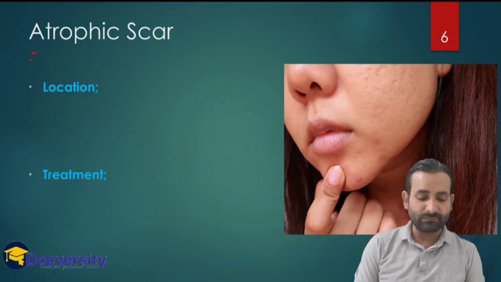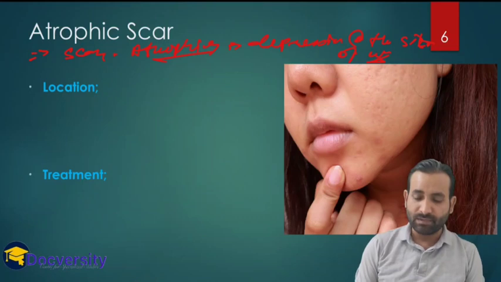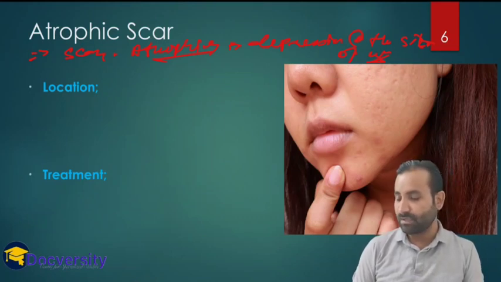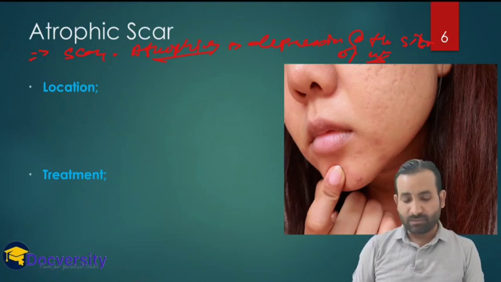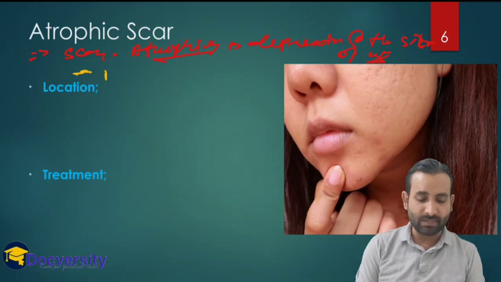So see, the atrophic scar. Atrophic scar means the scar which atrophies, right? It appears as a depression at the site of wound. You can see in this picture in the facial region, right? You can see the depressions, multiple pittings over here. So this atrophic scar looks like pale, flat and stretched, depressed inside, right?